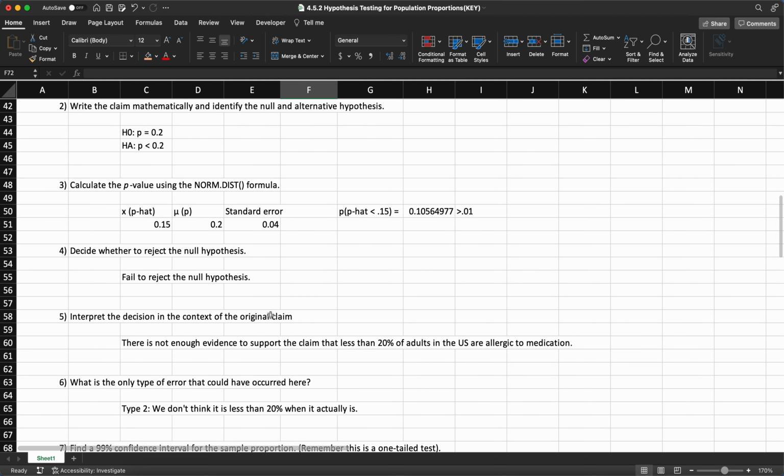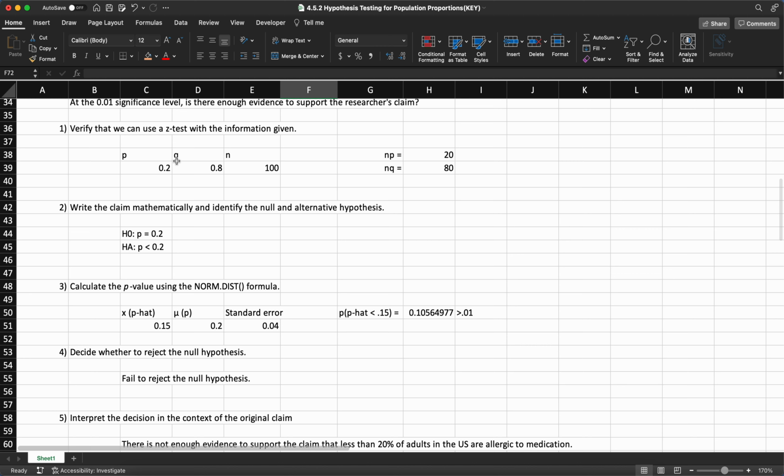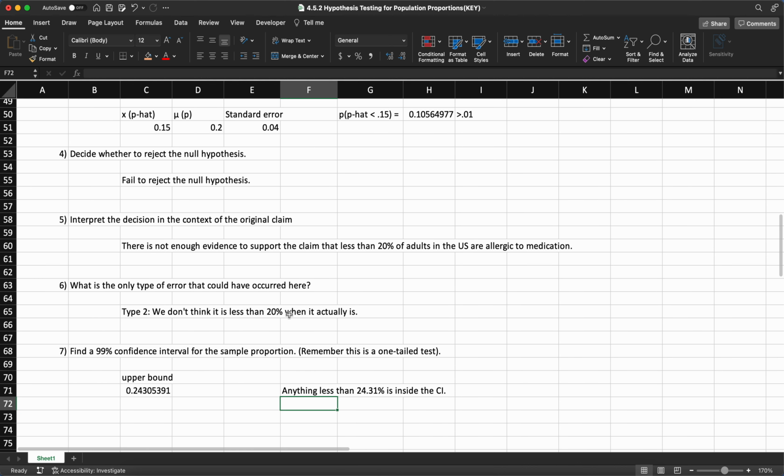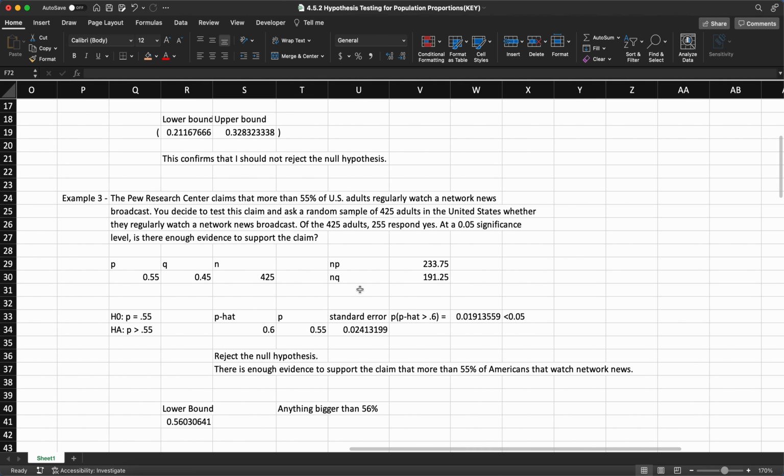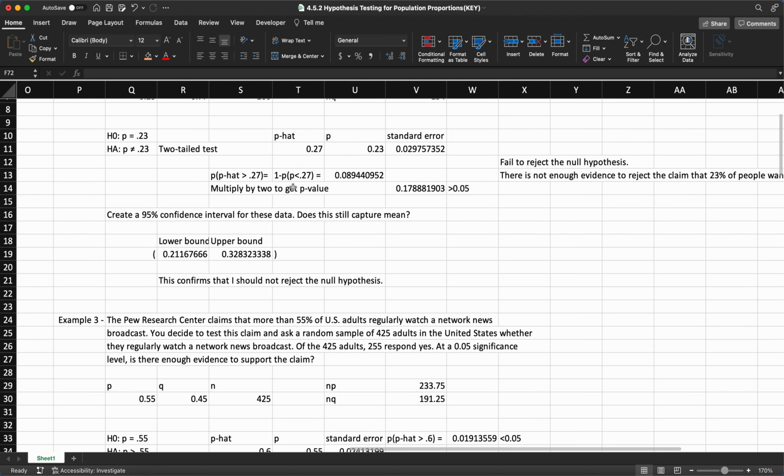So in this case, the original claim was 20%, and 20% is inside my confidence interval, so I would fail to reject the null hypothesis. In the other video, I've already worked through this confidence interval, so you can look at that.